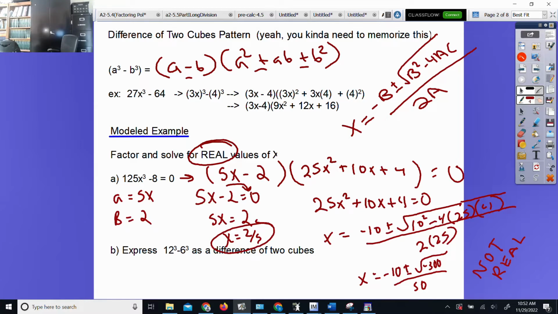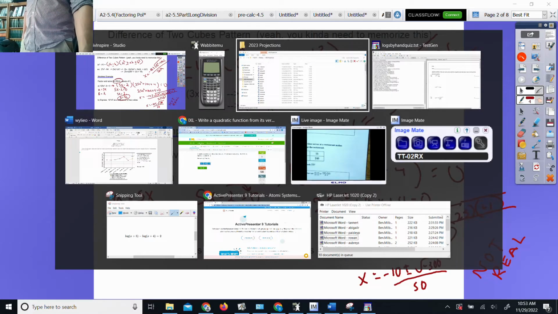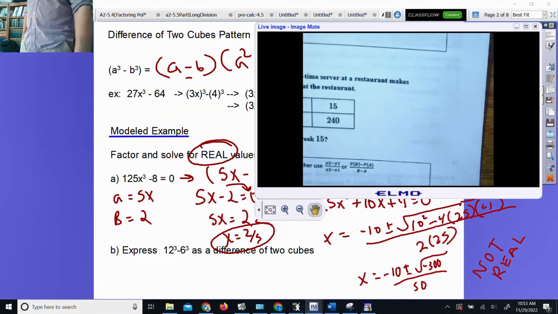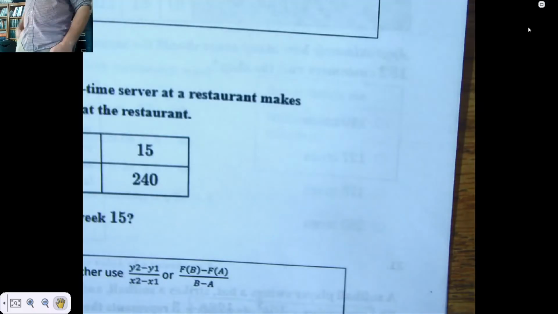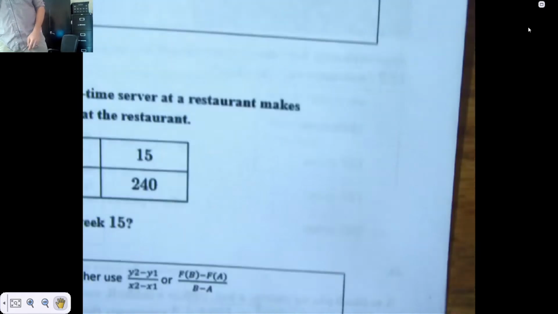All right, here's example B. Express 12 cubed minus 6 cubed. And I think this is why Ryan was talking about being on ASVAB. It wasn't on your ASVAB exam, Ryan. You probably remembered if you were. It was on your benchmark. It wasn't.